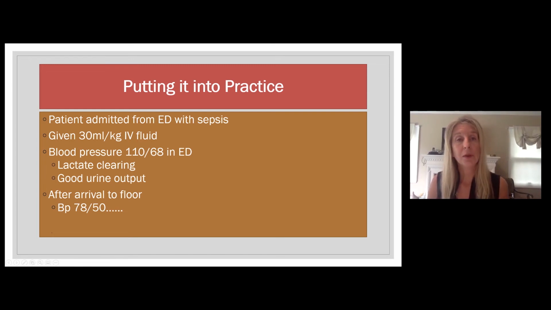Down in the emergency department, they identified sepsis early. They did a great job. They got the blood cultures, gave the correct amount of fluid that we all know, the 30 milliliters per kilogram. They also checked the lactate. I believe the starting lactate was 4.5. They cleared it down to like a 2.2. Patient started to have great urine output, and their blood pressure was stable, 110/68.